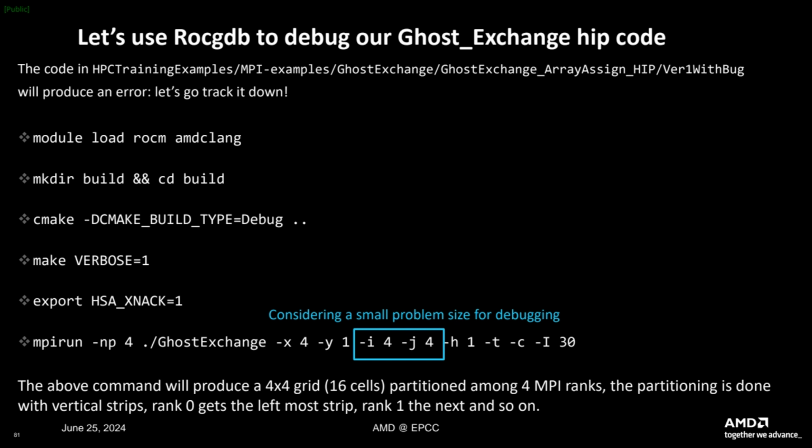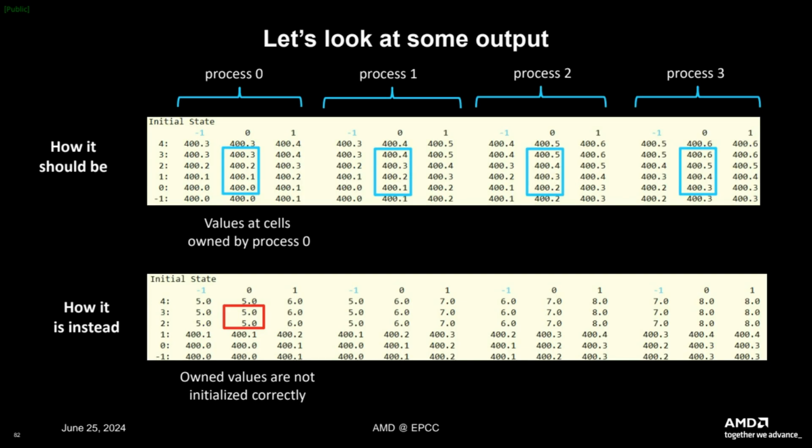bug. So if you want to try it yourself again, you just need to clone the repo and then cd into this folder, which is the one that has the bug. So basically, in this example, the mesh is partitioned among 4 MPI ranks with vertical stripes. So the numbers that you see in the blue boxes are the values of the solution for the cells owned by each MPI rank. And what's outside is the halo.